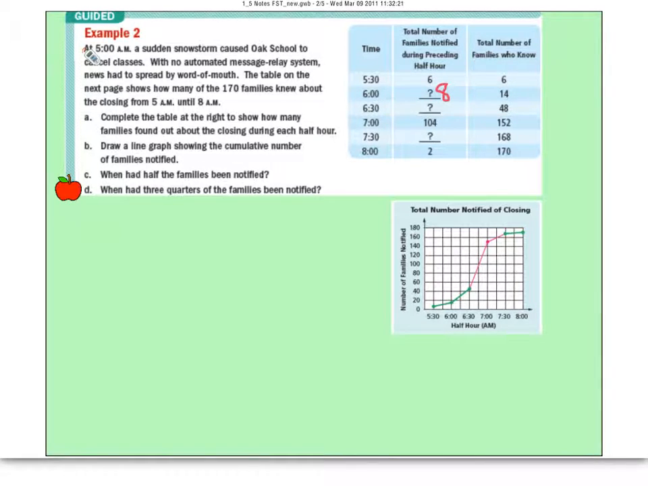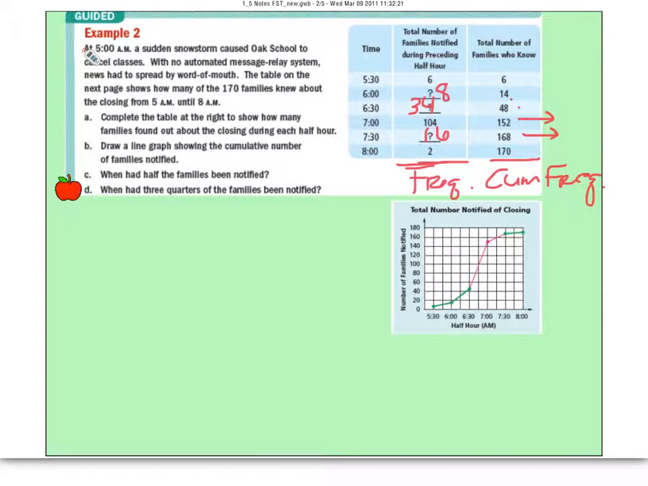Then we went from a total of 14 to 48, so how many more were communicated to? If we just do 48 minus 14, there were 34 more families. And then if you take a look from 7 to 7:30, we had the total at the end of 7 o'clock at 152. At 7:30, the running total was 168. So if you subtract those two, you're going to get 16 more families were communicated to. So what we had to fill in was the frequency. This right here would have been called the cumulative frequency because it's the running total.